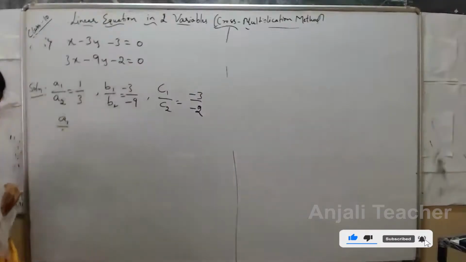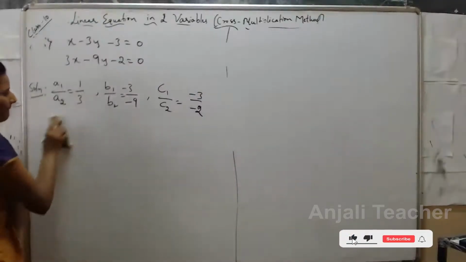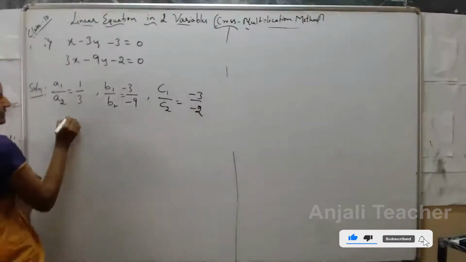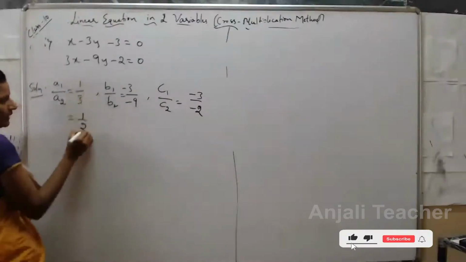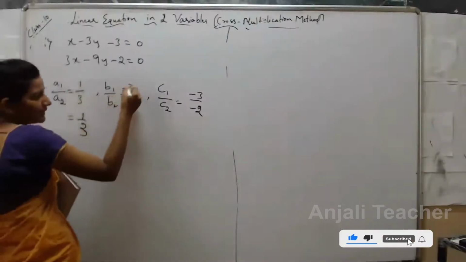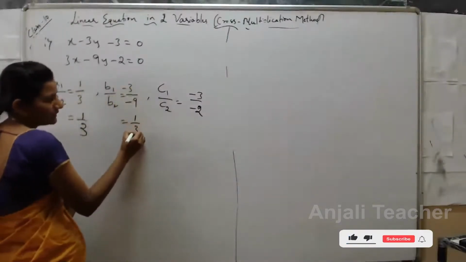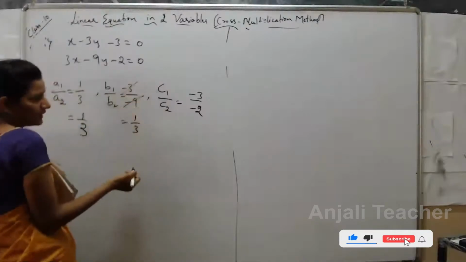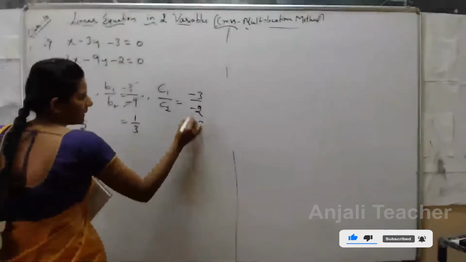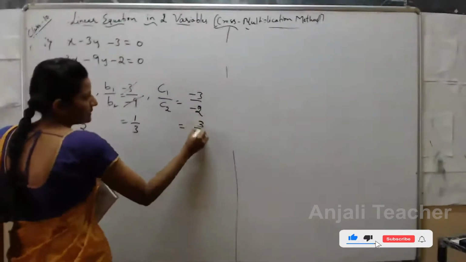a1 by a2 is equal to 1 by 3. Minus minus gets cancelled. 3 ones are 3, 3 threes are 9. Which is equal to, minus minus gets cancelled, that is 3 by 2.